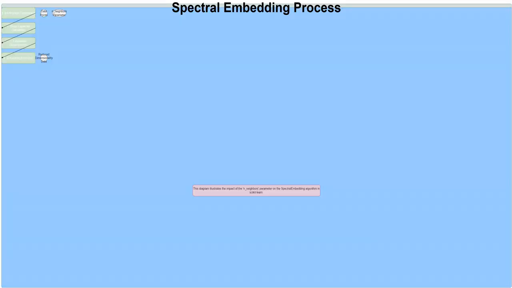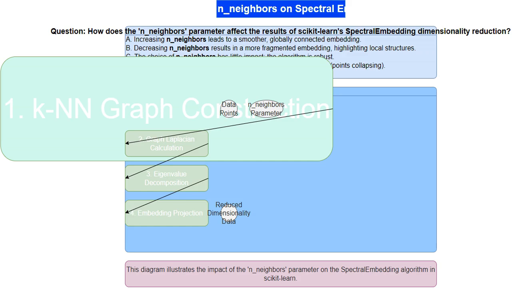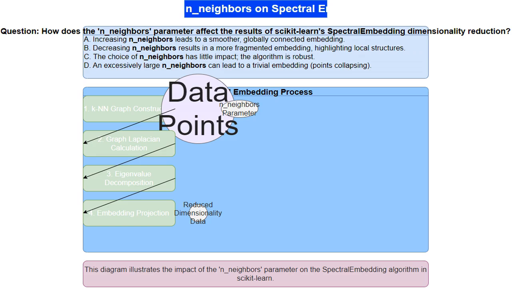I'll explain the key steps of spectral embedding for dimensionality reduction. First, I build a graph where each point is connected to its k nearest neighbors. K is the n_neighbors parameter. This parameter controls how many nearest neighbors are considered in building the graph. Think of it as the reach of each data point.